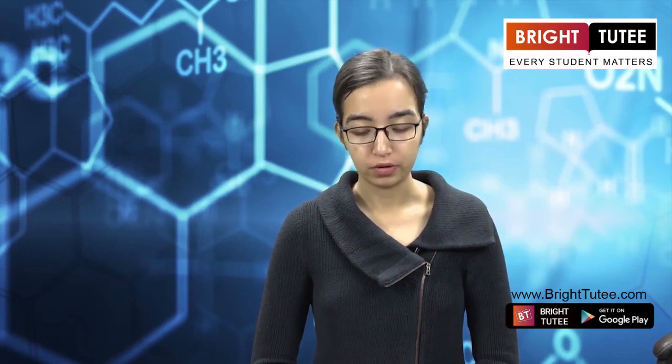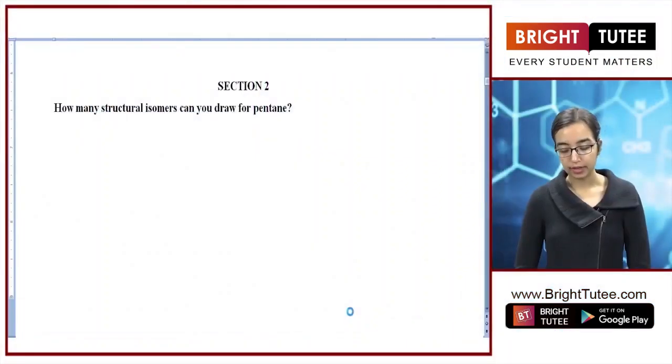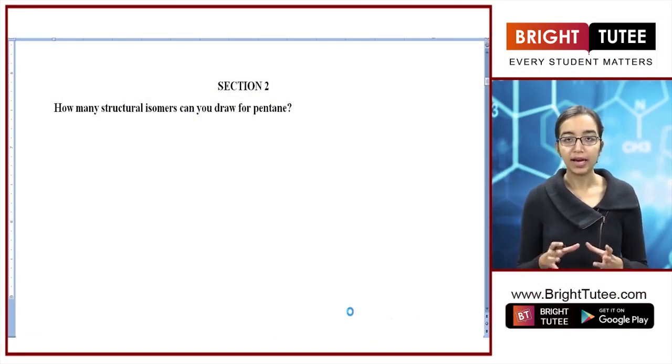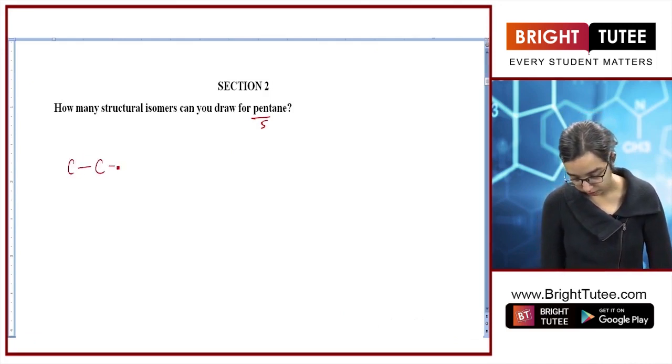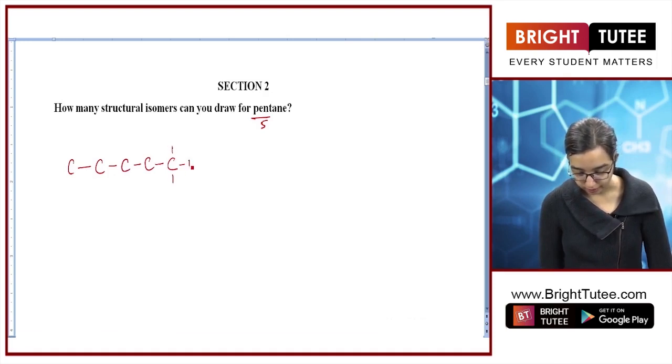Hello students, now let's do the questions for this portion. The first question is, how many isomers can you draw for pentane? Now pentane is a straight alkane with 5 carbon atoms. Pent means 5. So first let's draw the simplest possible structure and add hydrogens for all the valencies remaining.